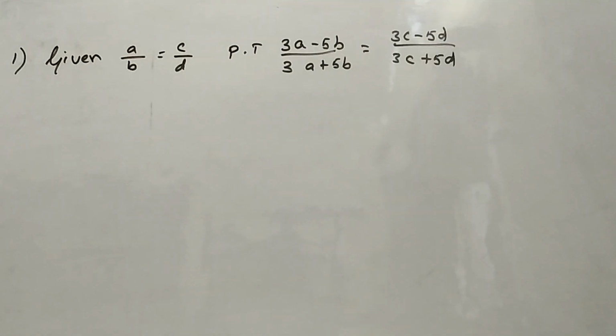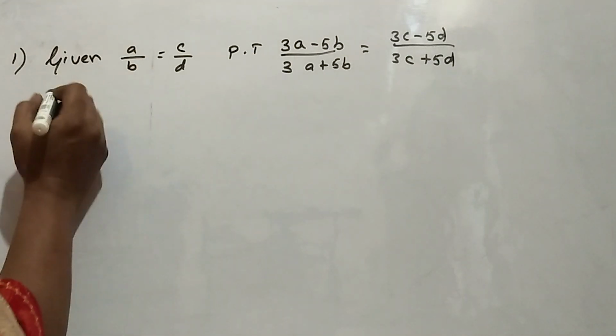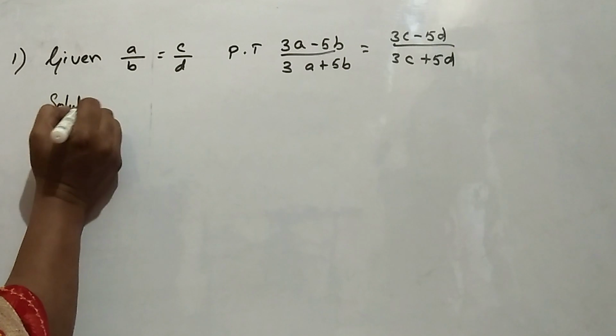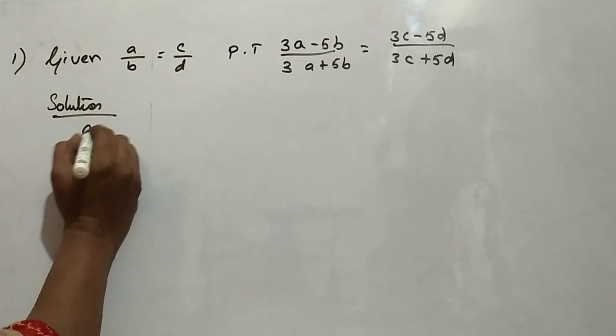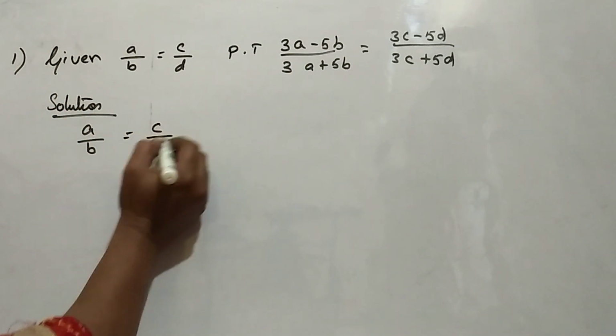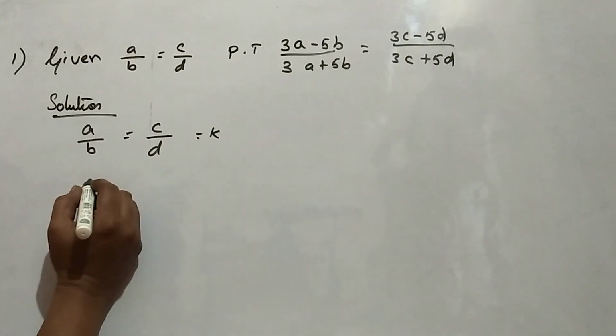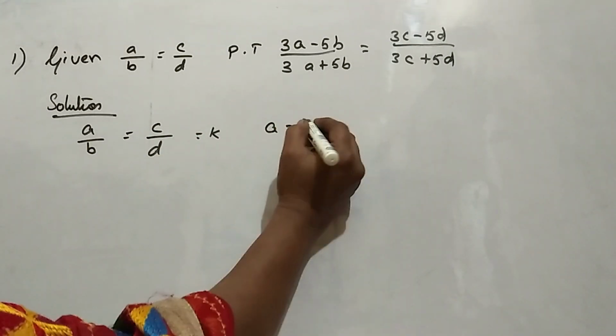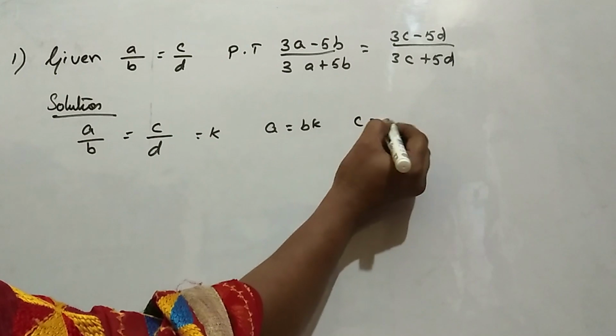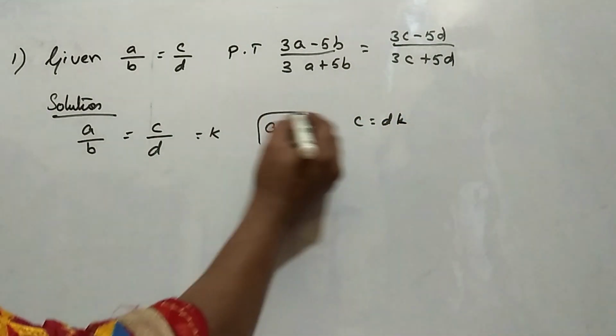First question: given A upon B is equal to C upon D, prove that 3A minus 5B upon 3A plus 5B is equal to 3C minus 5D upon 3C plus 5D. So, take A upon B is equal to C upon D is equal to K. Therefore, A is equal to BK and C is equal to DK.